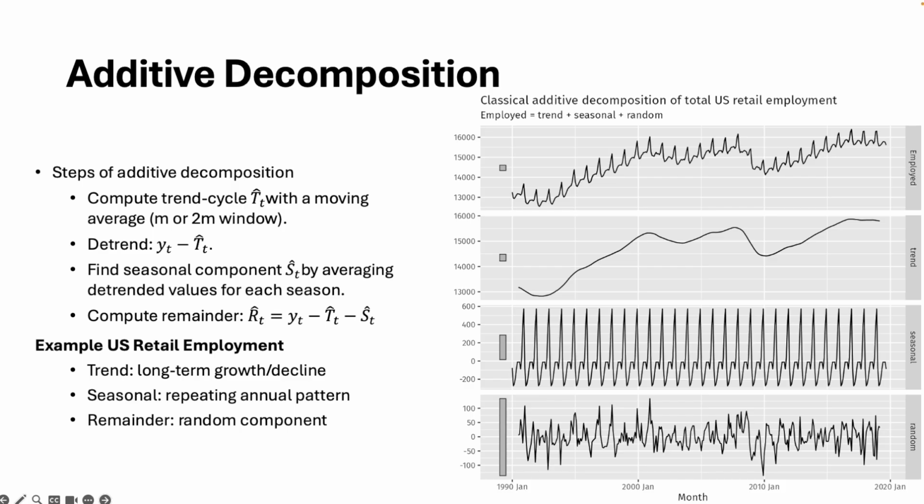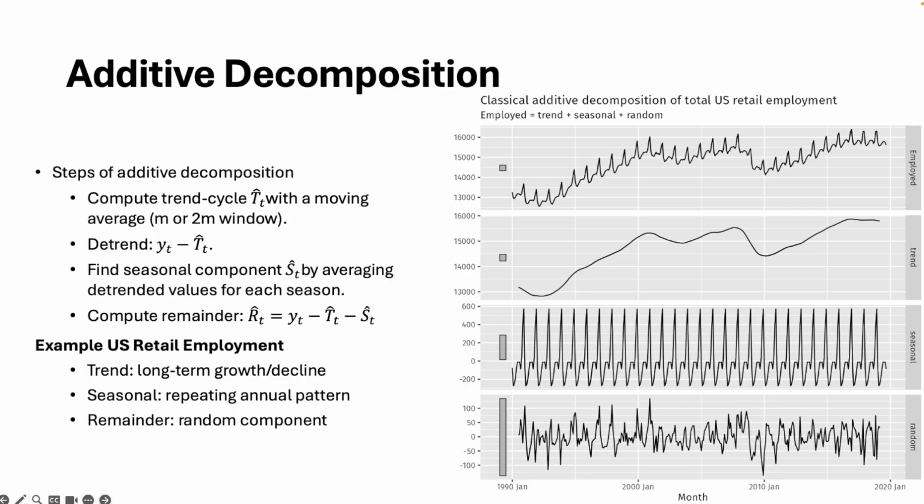For the additive decomposition, the steps are: first we compute the trend cycle T hat using a moving average, with a window width of 1 month or 2 months. Then we do detrending by subtracting, the actual value yt minus the T hat value. Then we find the seasonal component S hat by averaging the detrended values for each season. Finally, we compute the remainder by subtracting T hat and S hat from the actual value.